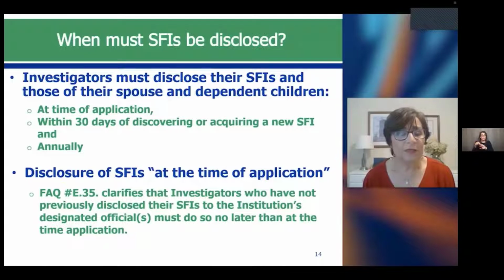NIH also clarified in a frequently asked question the requirement at the time of application. And what we clarified is that every time an investigator submits a grant application to NIH, they're not required to fill out a new financial disclosure unless there are changes that need to be made from the disclosure that's already on file. So if you have a process in place for an investigator to review their disclosure on file and to certify that there's no changes, then you don't have to get a new disclosure each time somebody submits an application to NIH.